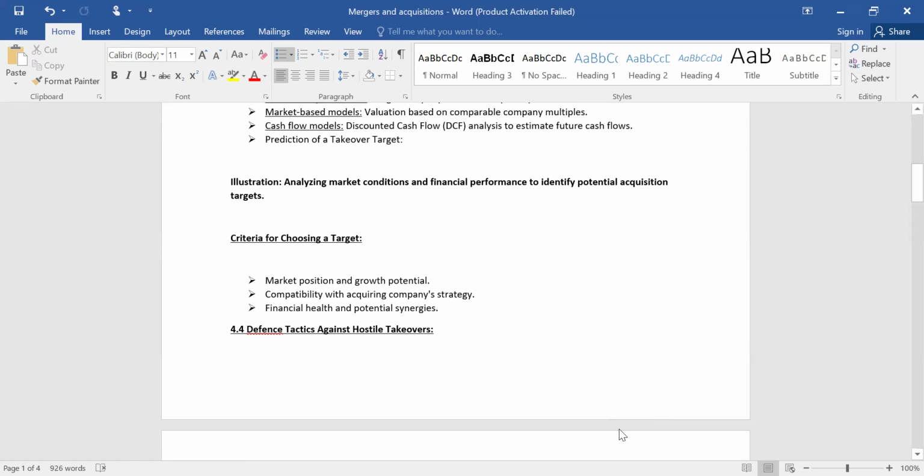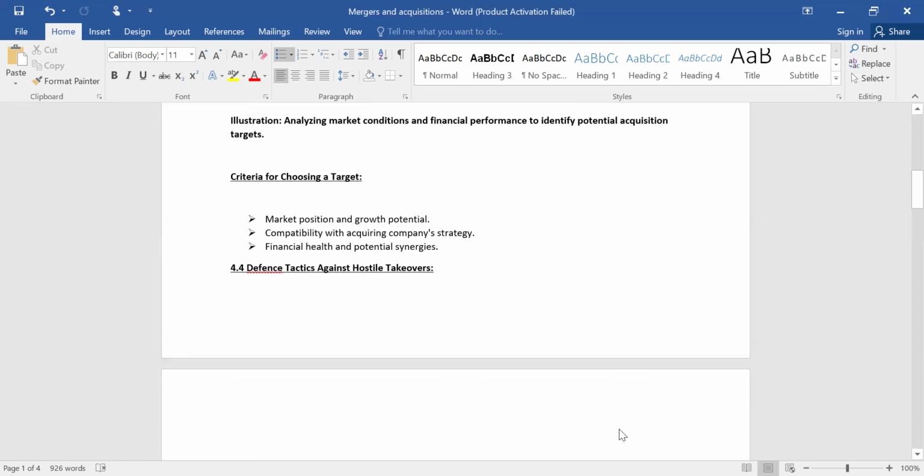Another one is financial health. So unapata the another company has the financial distress. So to avoid that financial distress, they will merge with a stable company, so that they can provide the finance for operation.